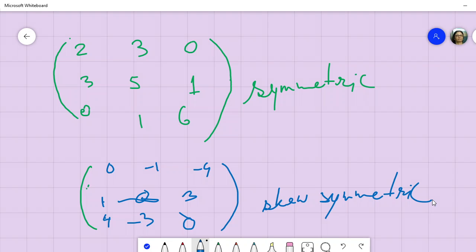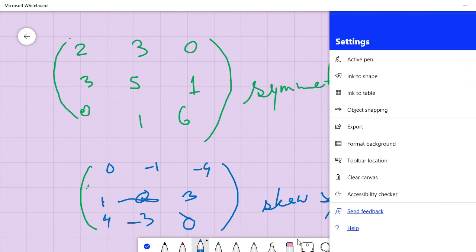Then Hermitian. For Hermitian you have to consider complex numbers. Hermitian will be the same thing. For a Hermitian matrix, the diagonal will be real and the off-diagonal parts purely imaginary. You yourself check it. Then let's come to rank of matrix.